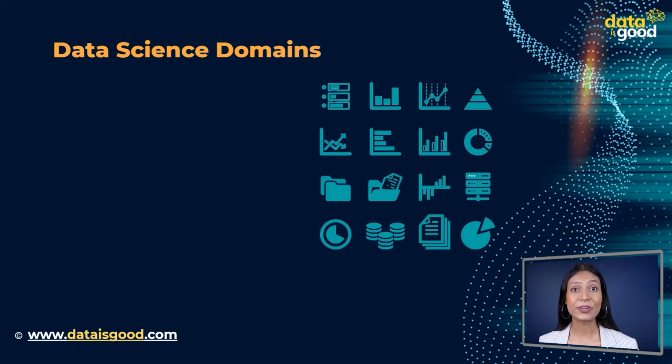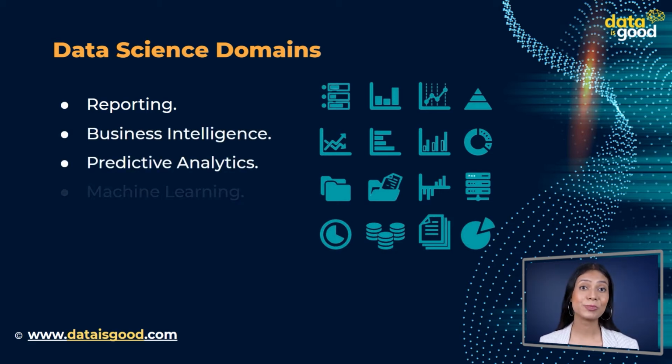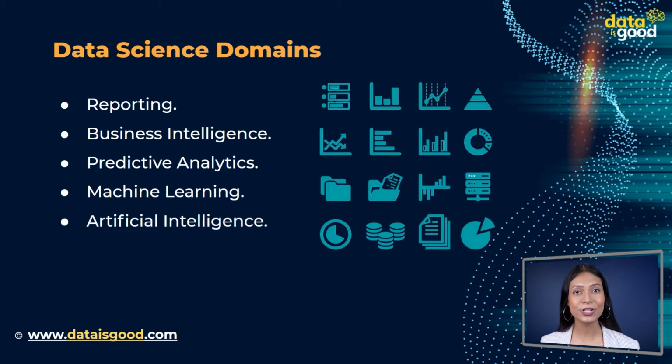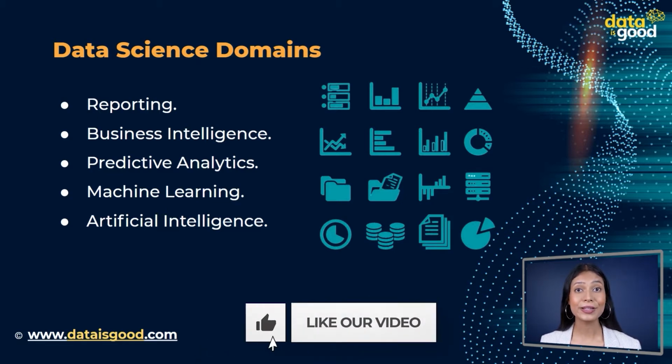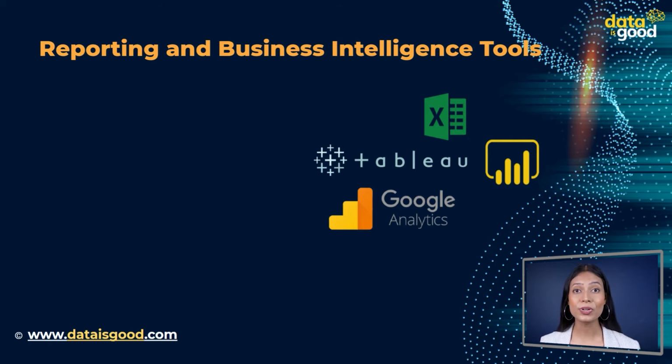The data science spectrum consists of various domains like reporting, business intelligence, predictive analytics, machine learning, and artificial intelligence, etc. And these domains are represented by their relative complexity and the business value that they provide. So we will look at some of the popular data science tools used in the industry according to different domains. First of all, we will look at the reporting and business intelligence tools.